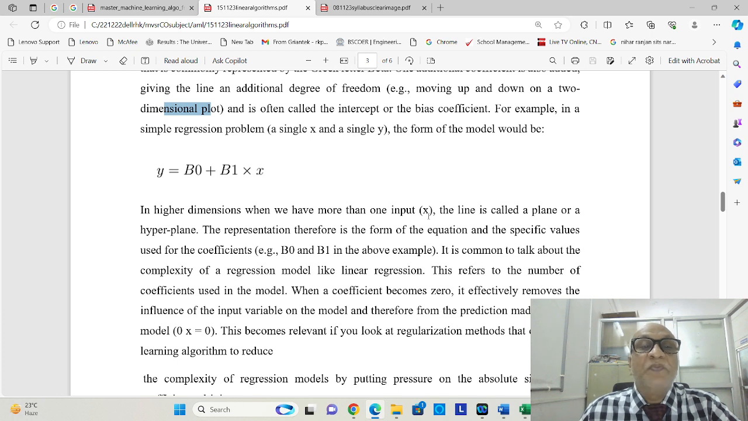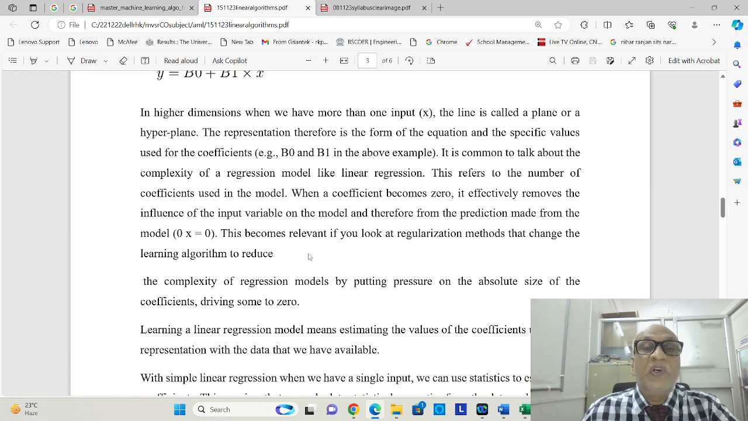But let us say we have multiple x's. Okay, the dimensions will be changing, and it will be a hyperplane, and the representation will be with specific values of b0s and b1s. When I say the complexity of regression model, actually I'm speaking about the number of coefficients used. When the coefficient is near zero, actually what it is doing is it is removing the influence of the input variable on the model.